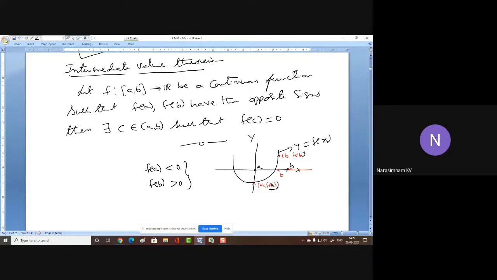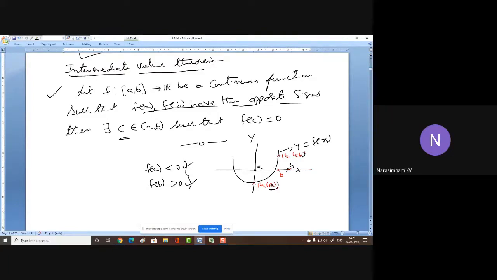Now f(A) comma f(B) have opposite signs, and also from A to B our function is continuous, there are no breaks. Okay, the first statement is fulfilled. f is continuous from A to B, and f(A) and f(B) have opposite signs. In this example, f(A) is negative, f(B) is positive. Then what happened? There exists some C between A and B.